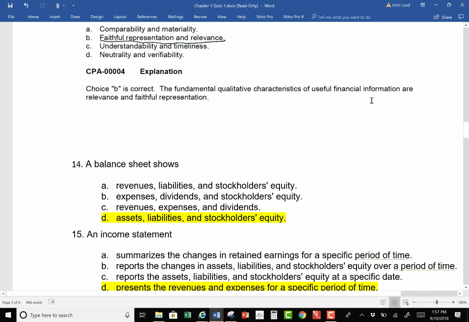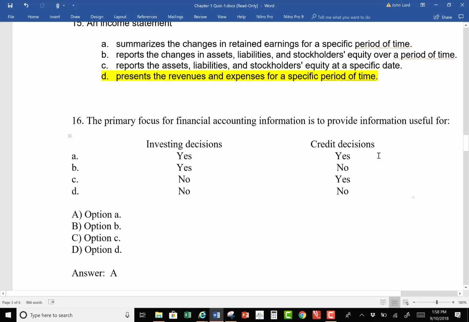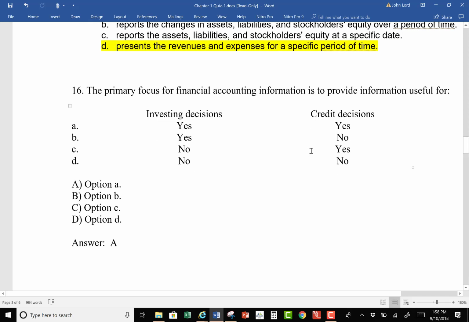Number 14, a balance sheet shows assets, liabilities, stockholders' equity. Again, I was putting that up there just in case we had a problem with that kind of stuff. An income statement presents revenues and expenses for a specific period of time, and sometimes my students have trouble with that specific period of time. What does that mean? Essentially what? A quarter or a year, or whatever it is, right? A balance sheet is as of a date. The income statement is covering a period of time, a year, a quarter, whatever. The primary focus is our investors and creditors, investment and credit decisions.